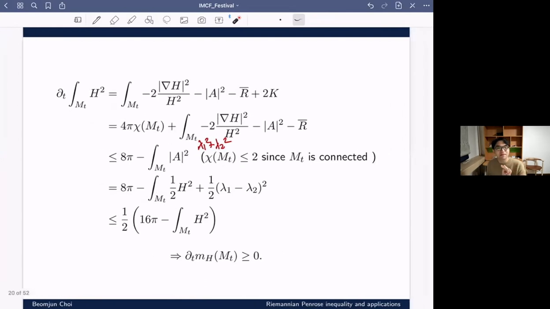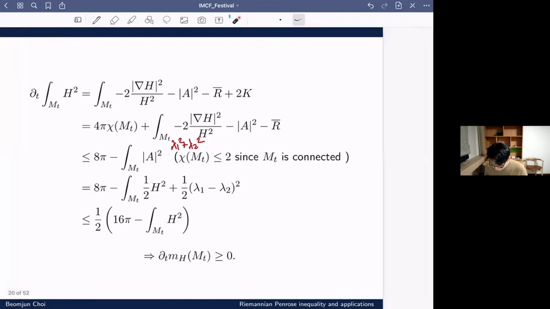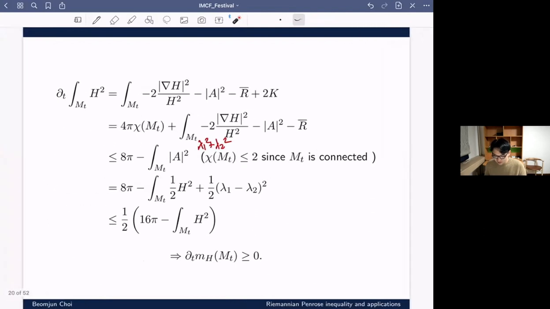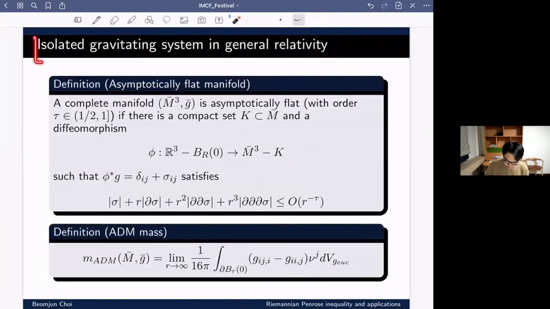And then the ambient manifold has non-negative scalar curvature. So the next thing is how do we use this monotonicity formula to prove the Riemannian Penrose inequality? We start from explaining what is the mass in general relativity, the so-called ADM mass.